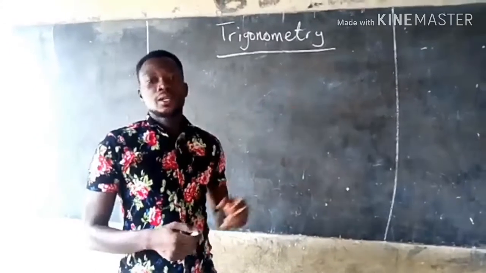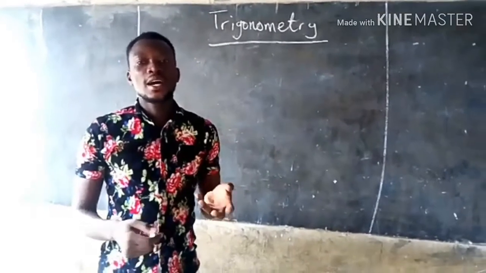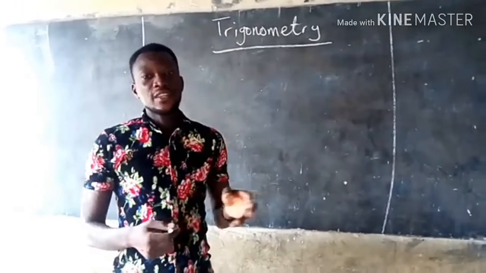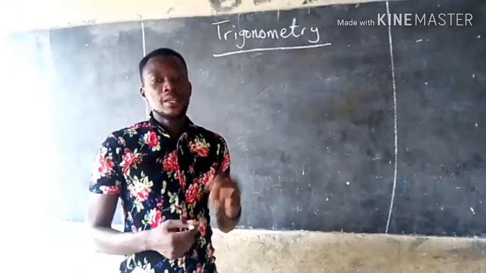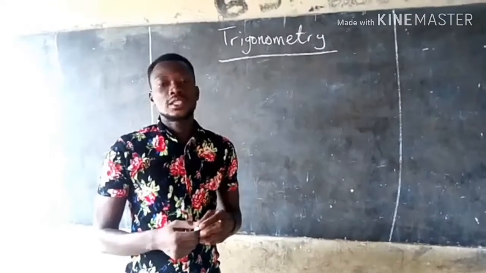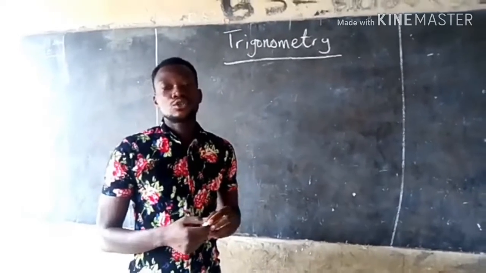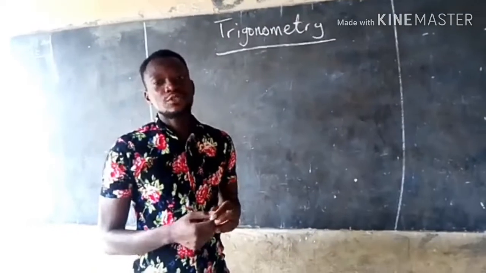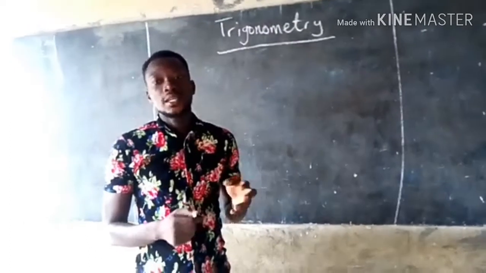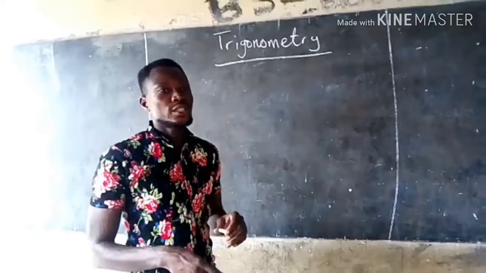In this topic, I will take you through how to find unknown sides and unknown angles of a given triangle, be it a compound figure or just a simple right angle triangle. After that, I'll also take you through the applications of trig, where we look at angle of elevation and angle of depression. Now let's consider this circle.